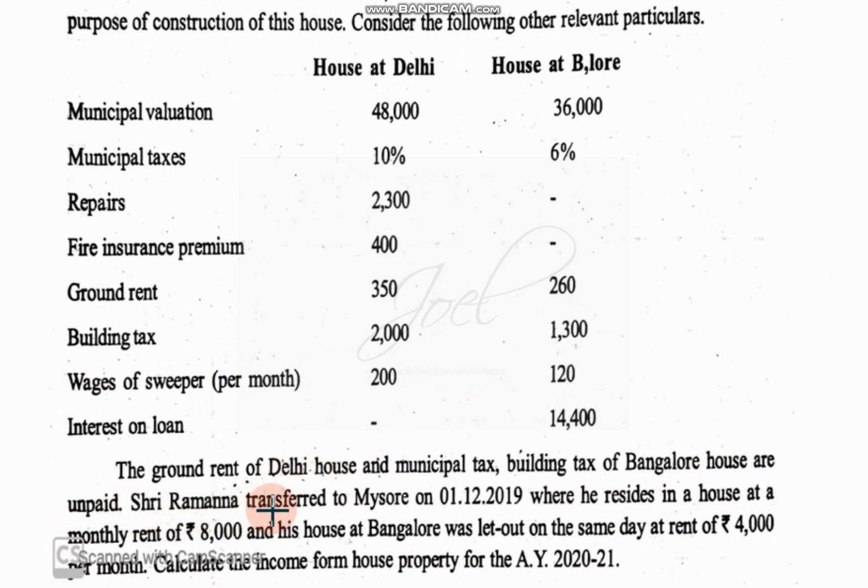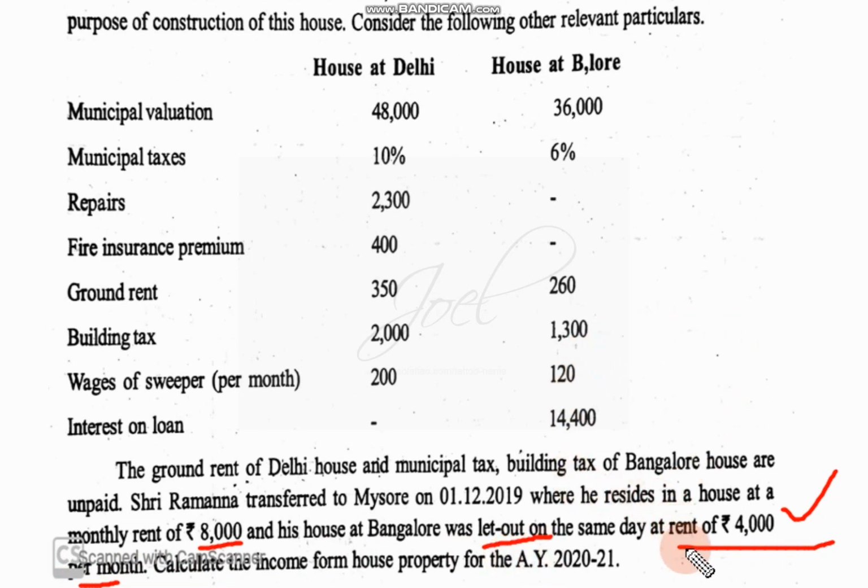Sri Ramanna transferred to Mysore on 1/12/2019, where he resides in a house for a monthly rent of 8,000, and his house at Bangalore was let out. Look, this house is let out for 4,000 rent. So it is let out for 4,000 per month. So we have to calculate the income from house property.